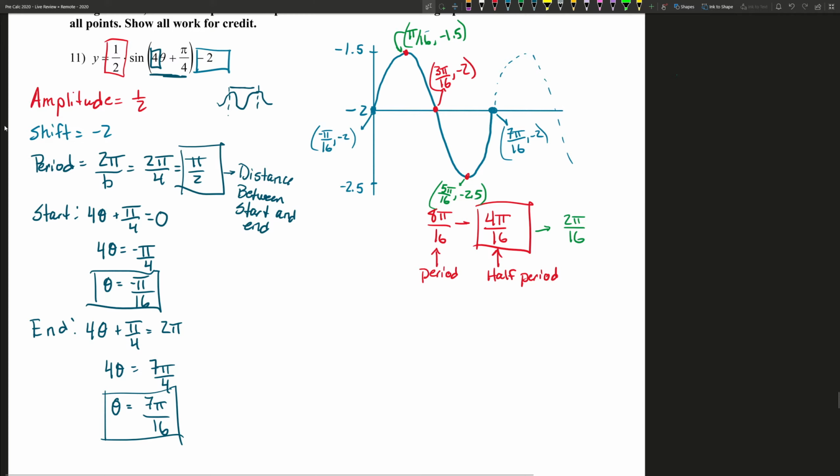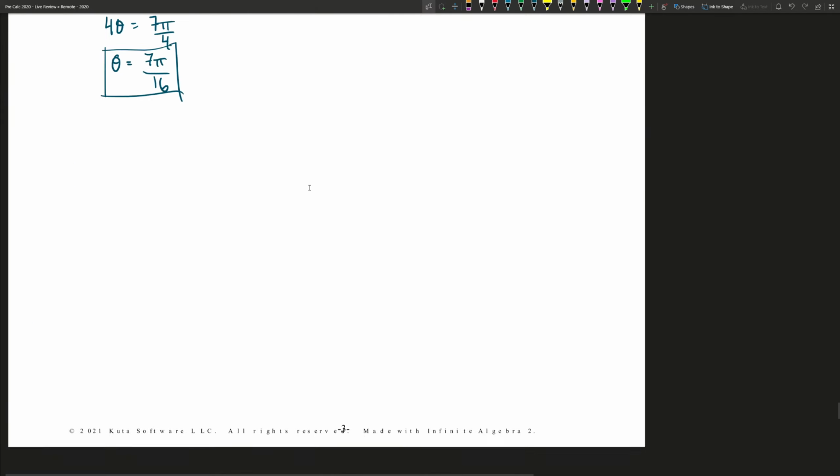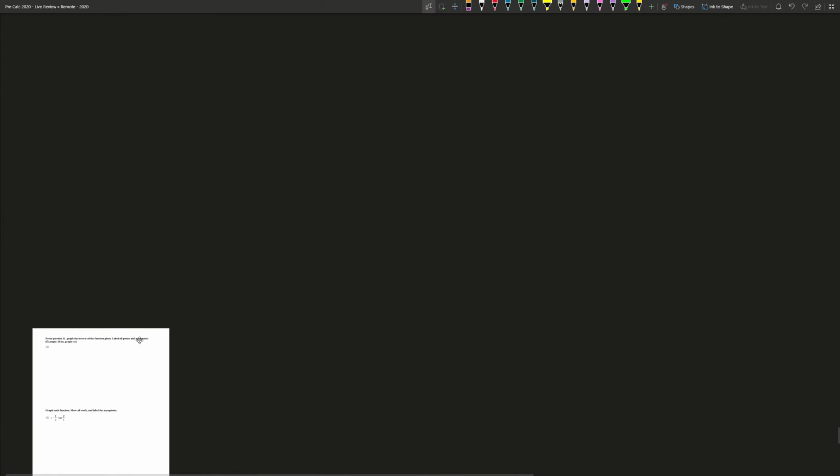Okay. So again, if you have questions over this, I can always go back to it, but I do want to do the next part, which is just graphing the inverse.